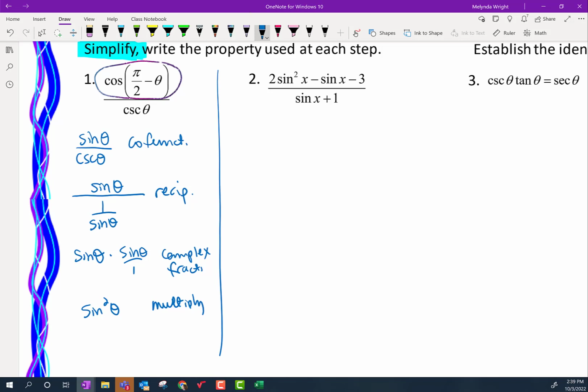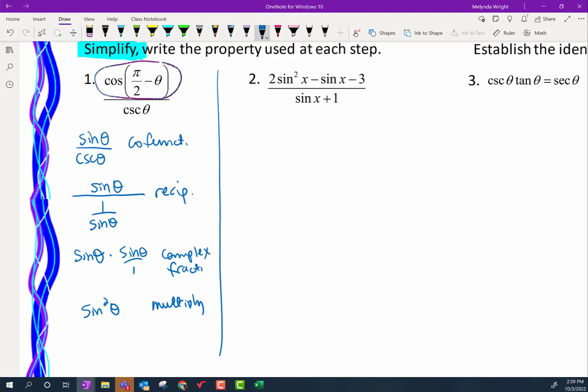Okay, we're just kind of working as we're going. We're trying to figure out things as we're going. All right, so let's look at number 2. The numerator should kind of look familiar to you from our last lesson on solving trig equations. Do we remember what technique we used when we had something that looked like that?